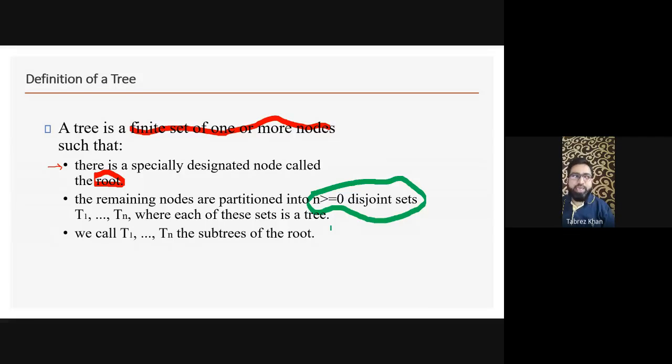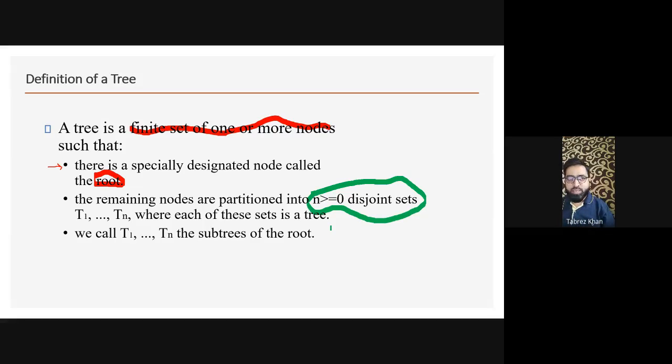It simply means that if I partition the remaining nodes into n greater than or equal to 0 disjoint sets, n can be 0. So n greater than or equal to 0 disjoint sets T1, T2 up to Tn. Each one of these sets is a tree in turn. So T1 is a tree, T2 is a tree, T3 is a tree, T4 is a tree, and so on up to Tn.